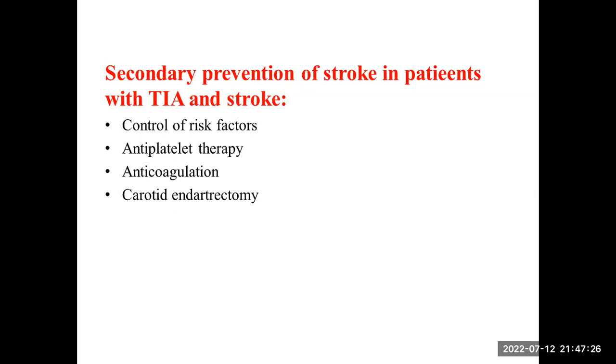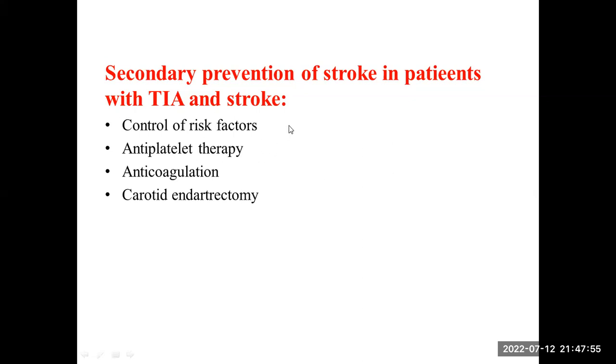In stroke, as I said previously, we start with aspirin monotherapy for 2 weeks, and it has been shown to reduce the risk of recurrence and to reduce the mortality. After that, we will continue with clopidogrel monotherapy as secondary prevention. So initially we give aspirin according to the NICE guidelines, 300 milligrams for 2 weeks, and then it will be followed by clopidogrel monotherapy.